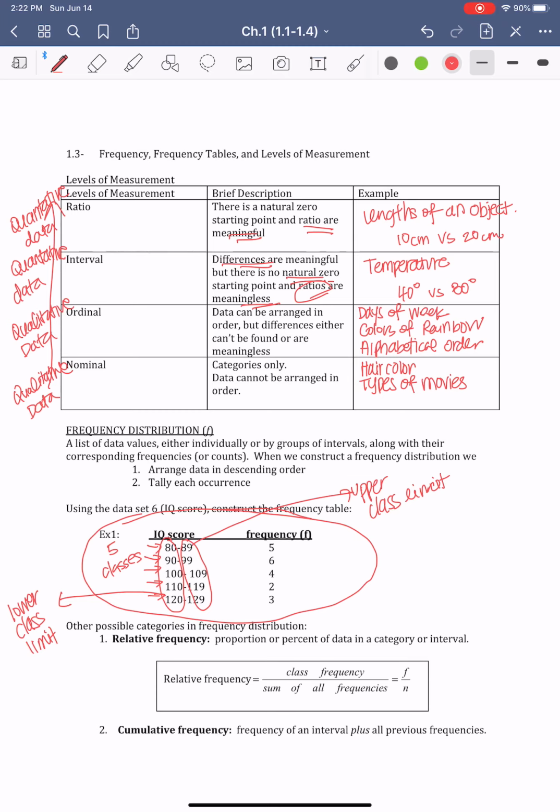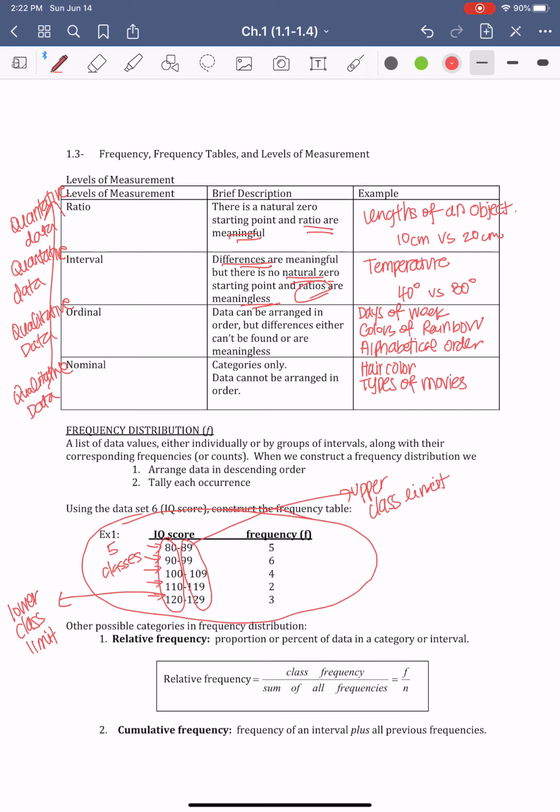So let's say you have an 80 to 89. The next number should be 90, not 89. Because if you repeat the number, let's say you have a data of an IQ score 89, you don't want to double count. So make sure lower class and upper class limit is a different value.